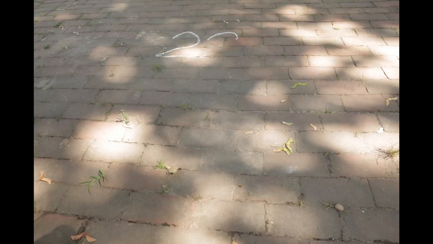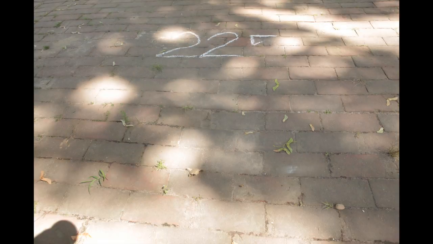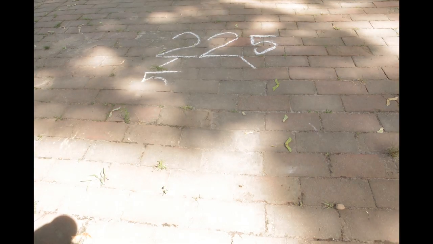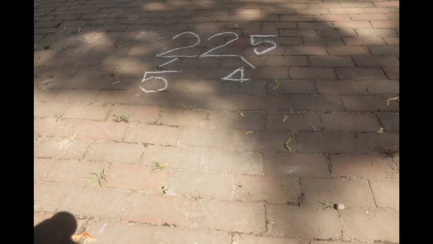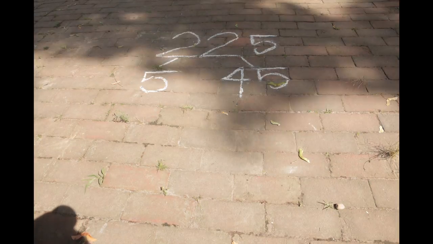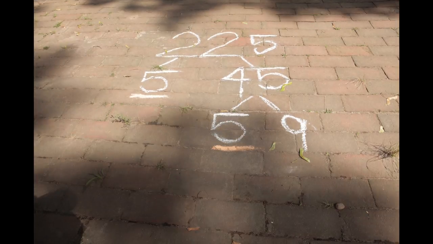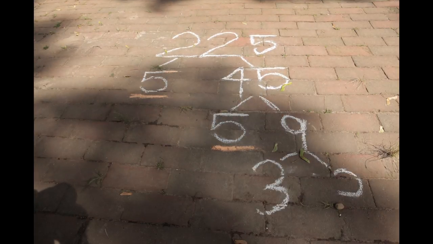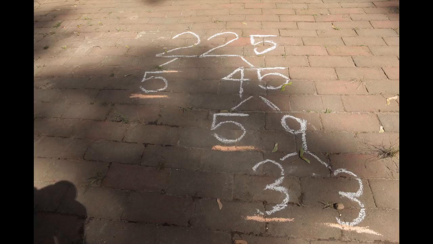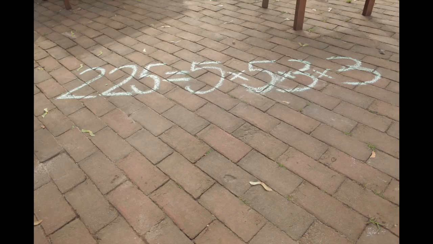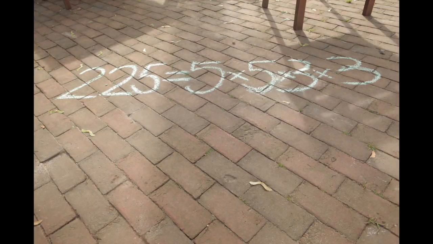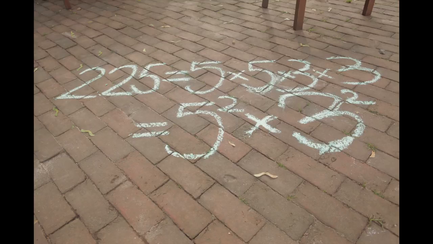Okay, now let's look at 225. 225 breaks down into 5 and 45. 5 is prime. 45 breaks into 5 and 9. 5, again, is prime. 9 breaks out into 3 and 3. 3 is prime. So, 225 breaks out into 5 times 5 times 3 times 3, or 5 to the second power times 3 to the second power.